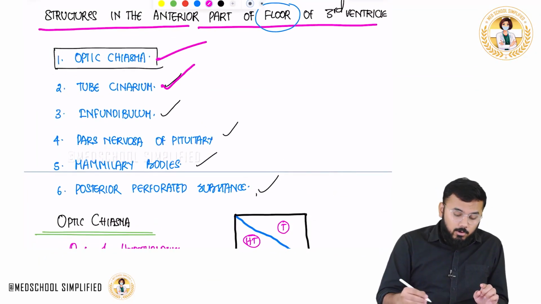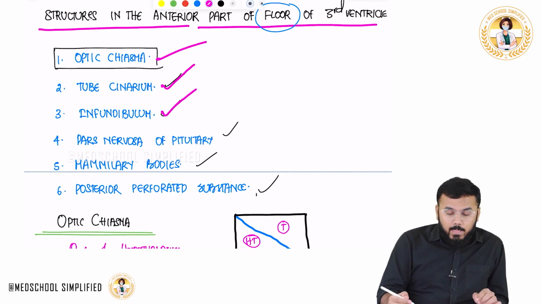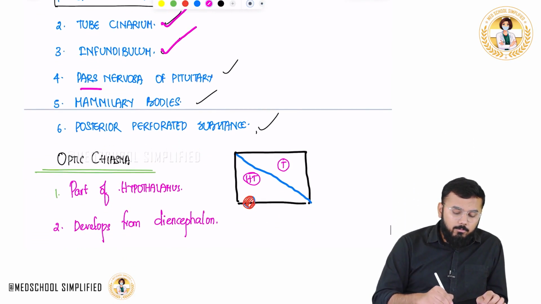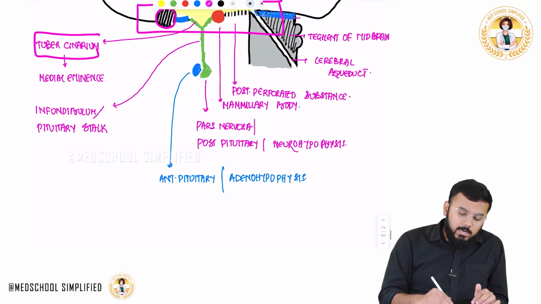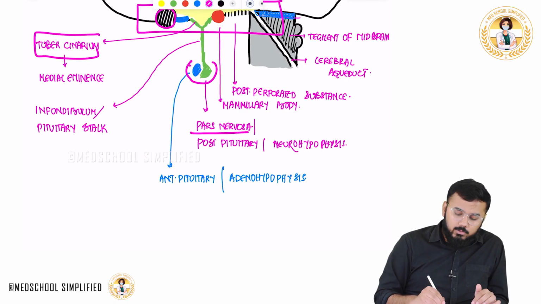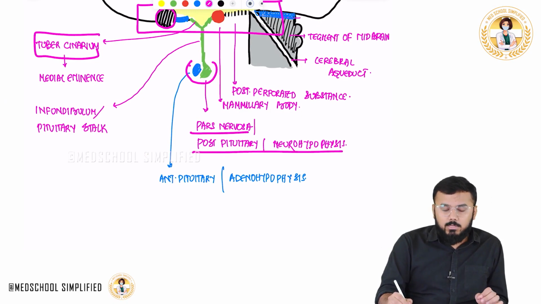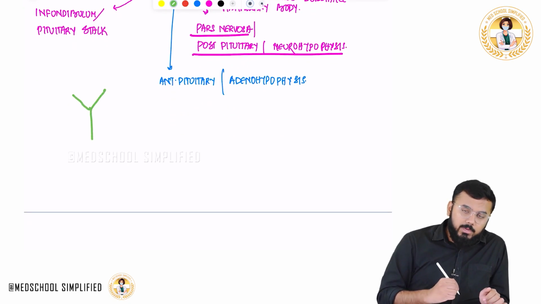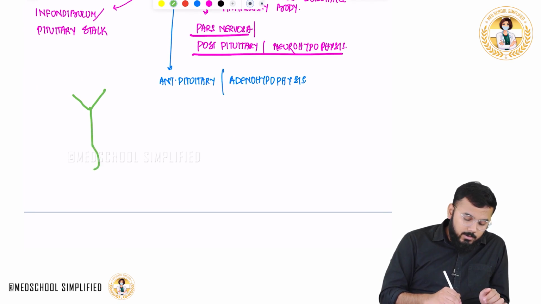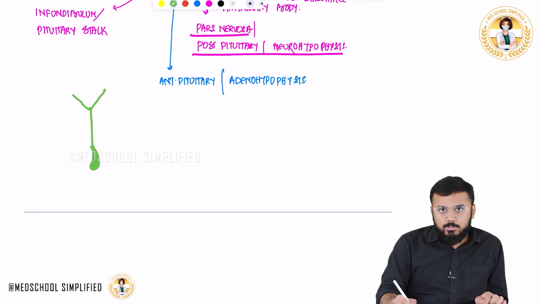Attached to the tuber cinereum, we have the infundibulum. Attached to the infundibulum, we have the pars nervosa of the pituitary. If you remember, this green colored part is the pars nervosa of the pituitary gland, or neurohypophysis. So this is the tuber cinereum, attached to it the infundibulum, and attached to the infundibulum this pars nervosa. All these three structures are continuous.